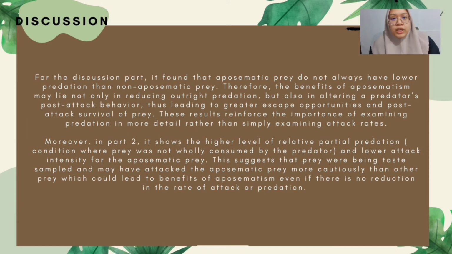Moreover, in part 2, it shows a higher level of relative partial predation, which is a condition where prey was not wholly consumed by the predator, and lower attack intensity for the aposematic prey. This suggests that prey were being test sampled and the predator may have attacked the aposematic prey more cautiously than other prey, which could lead to the benefit of aposematism when there is no reduction in the rate of attack or predation.